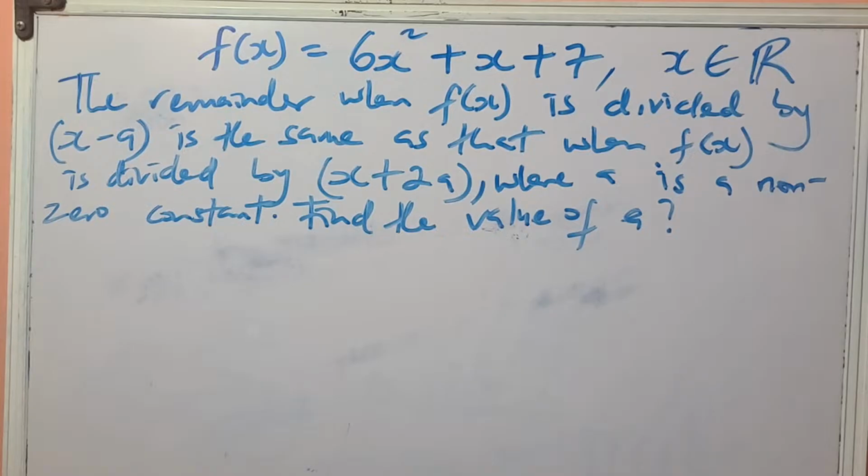Okay, somebody got 1 over 6. Somebody else got 1 over 6. Somebody else got 1 over 6.